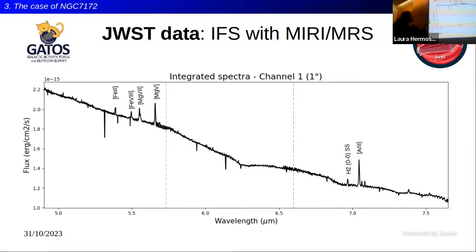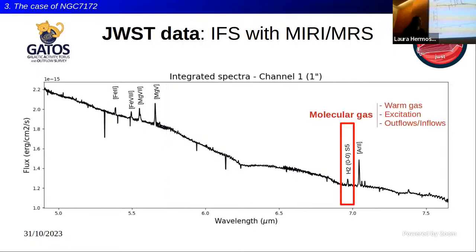So this is what the integrated spectra of one of the channels looks like for this galaxy. I have divided it into the 3 different bands just to give you an overview of the complexity of the spectra. And you can see that we're finding many different emission lines. So there are many things and many studies that one can do with this kind of data.